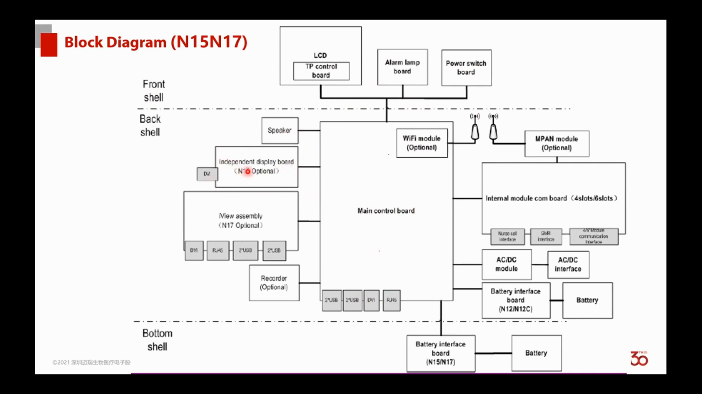Independent display board is only for the N70 because, as I mentioned before, in the back view, the N50 and N70 have only one clone. Only N70 can be configured with the eye view and independent display. For these two, both are only for the N70. And one recorder is also an optional function. Then we need to connect it to the internal module communication board. We have 4 slots and 6 slots, and its function is to communicate with the NPM module and N1. Also, here you can see we only have the AC/DC module, which means in our N70 and N50, we combine the main control board with the DC/DC board.